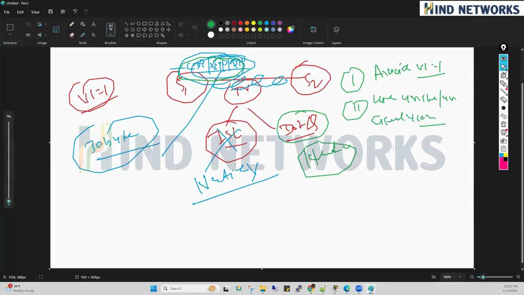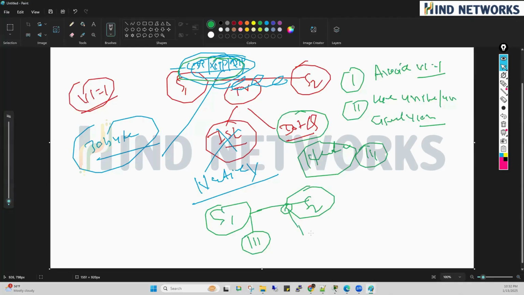Unused VLAN as a native VLAN. Third thing, please remember, that is very important. Switch number 1, switch number 2. If you are using, for example, VLAN 111 as a native VLAN here, you need to use the same VLAN as the native VLAN on the other side. It means native VLAN always must match on both sides.